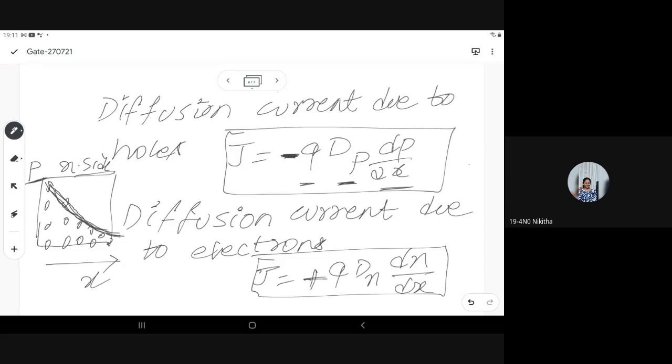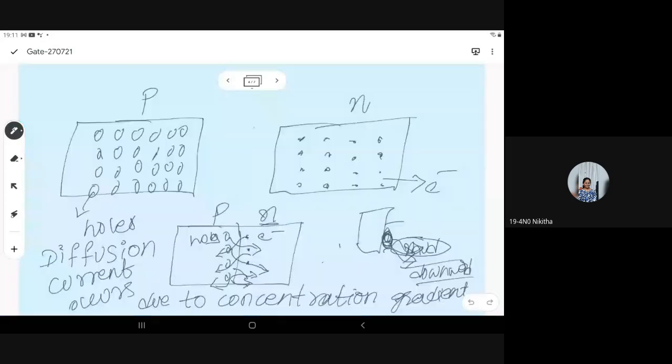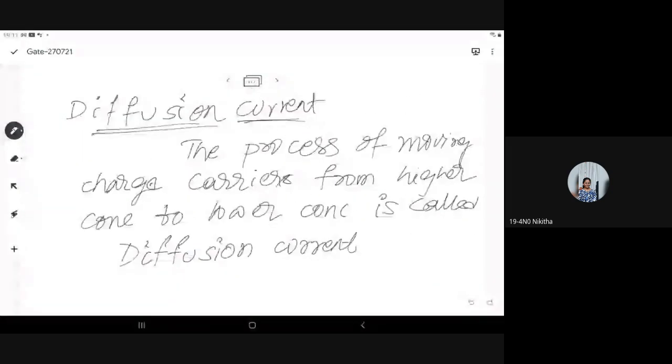Dp, with suffix p, represents the diffusion constant of holes, and Dn, with suffix n, represents the diffusion constant of electrons. Dp and Dn are the diffusion constants due to holes and electrons. Very important. That is the diffusion current due to holes as well as electrons. And already we know the drift current formula, which is n q mu E.